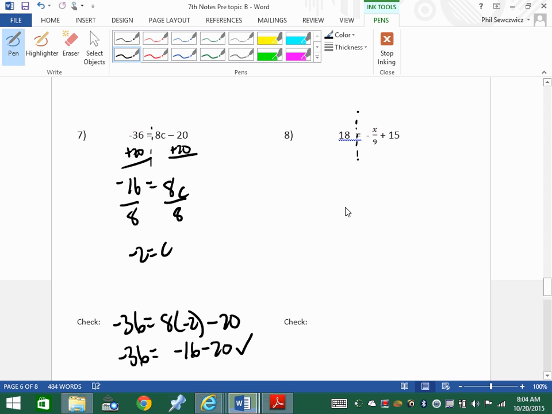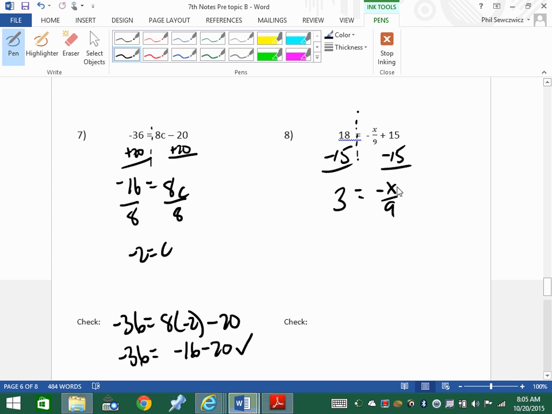Left side or right side, where are we going to start? And you should say the right side. Why? Because that's where the variable is at. So to undo the adding of the 15, we are going to subtract 15 from both sides. So what do we have on the right-hand side? Well, on the right-hand side, we just have negative x over 9. And what's on the left-hand side? Well, 18 minus 15 is 3.